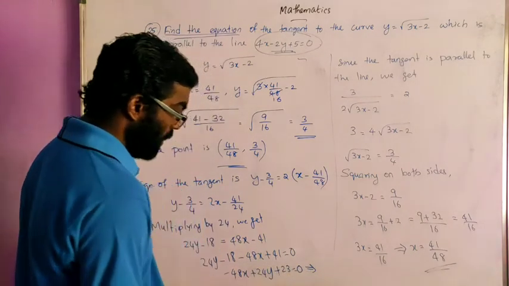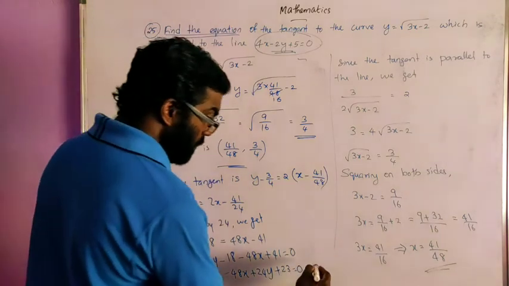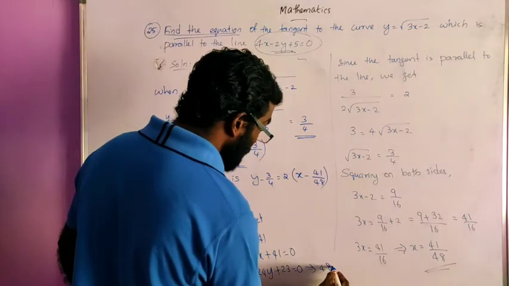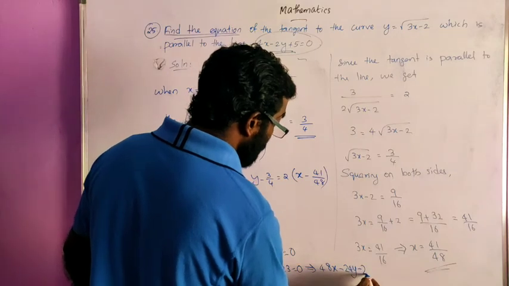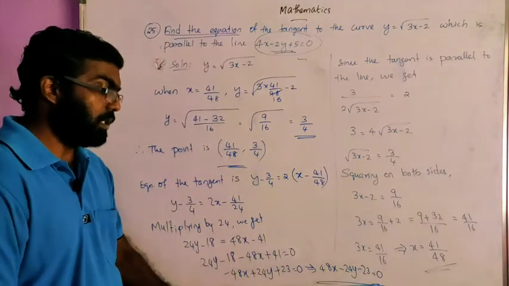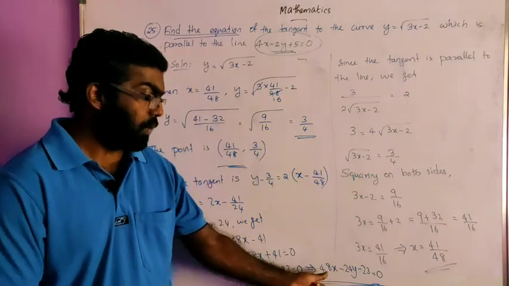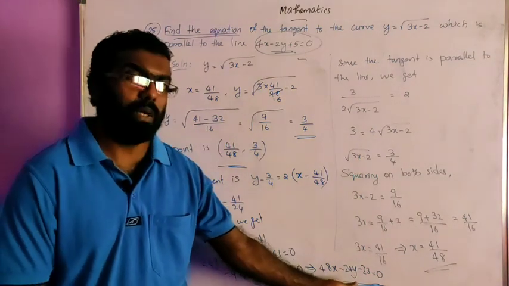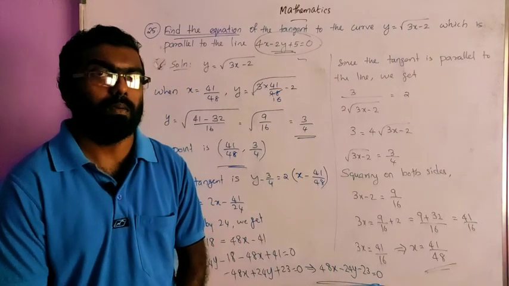So we can multiply the entire equation by a minus sign. So 48x minus 24y minus 23 is equal to 0. Okay, so this is the required equation of the tangent: 48x minus 24y minus 23 is equal to 0.